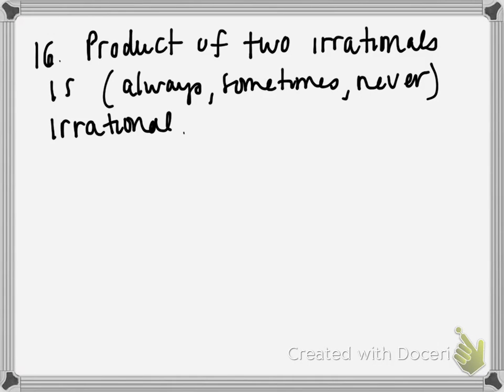For number 16, we have to decide whether the product of two irrationals is always, sometimes, or never irrational and provide 4 examples. So let's take a look. Let's think of multiplying two irrational numbers. I'm going to pick roots. You could pick pi or other irrationals. So I'm going to choose the square root of 2 times the square root of 5.